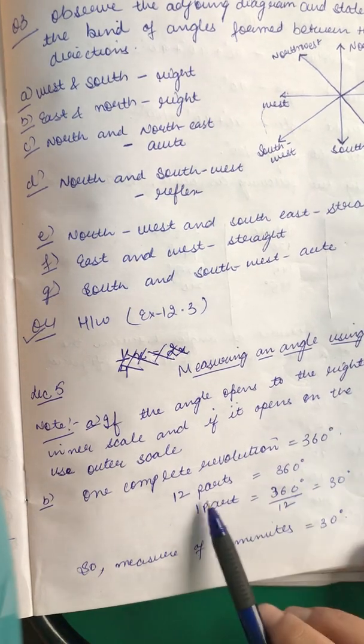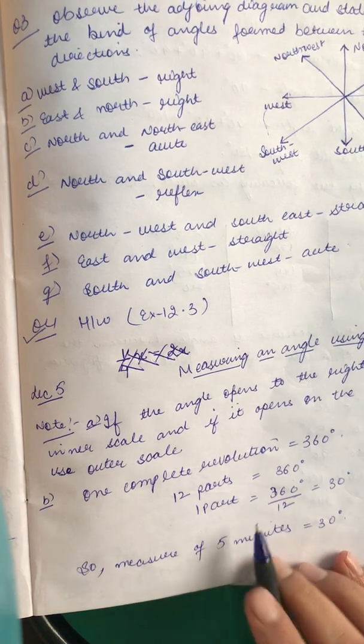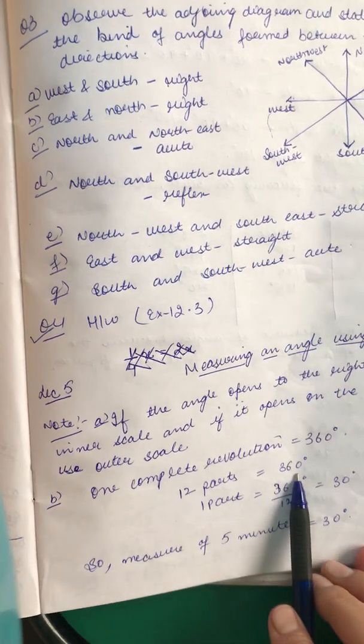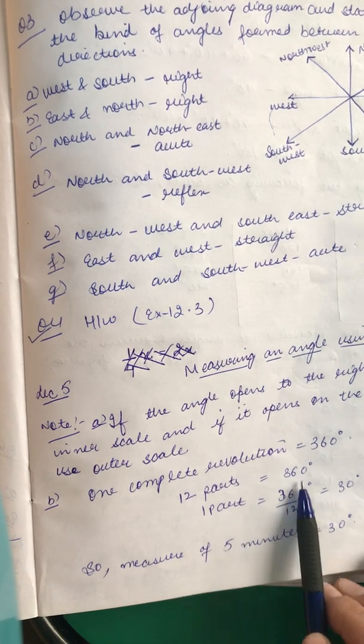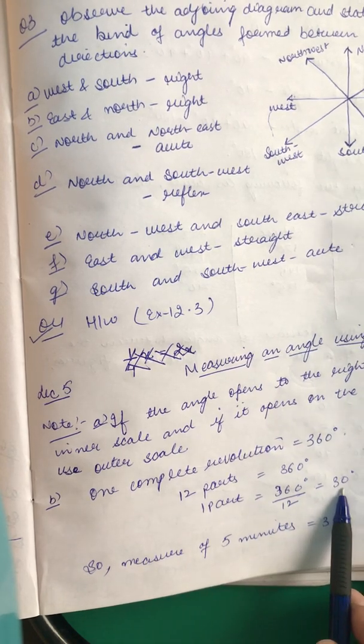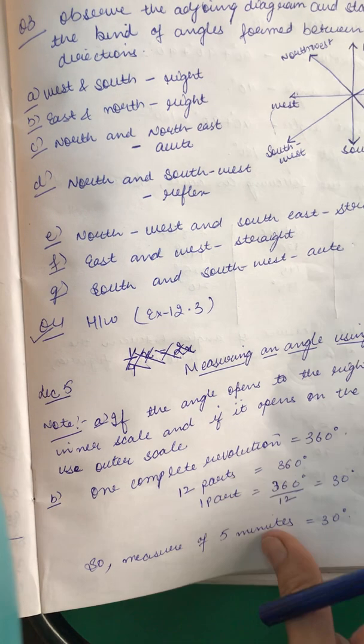We know this. So if I talk about a clock, in a clock 12 parts are equal to 360 degrees. So one part, applying the unitary method, is equal to 360 by 12, which is 30 degrees. So it means the measure of 5 minutes makes an angle of 30 degrees in a clock.